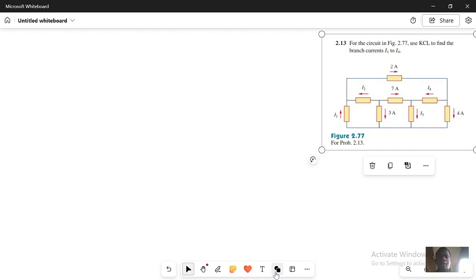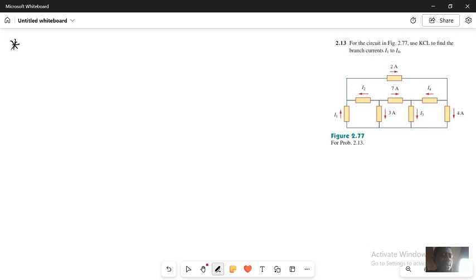In the previous video, we saw the KCL and the KVL. So today we are going to see some examples of how to solve for the current by using KCL and KVL.